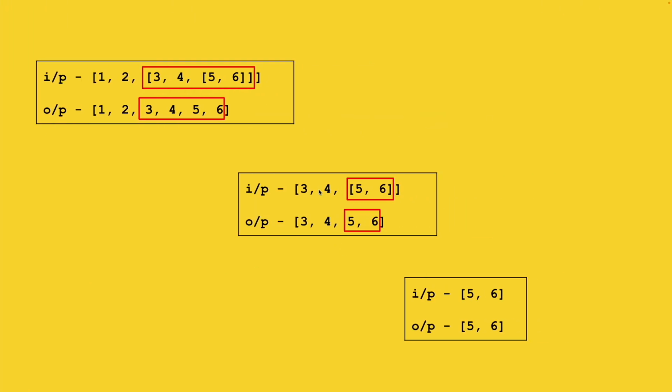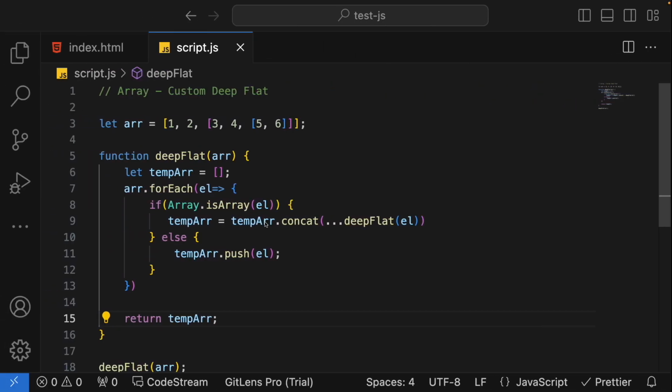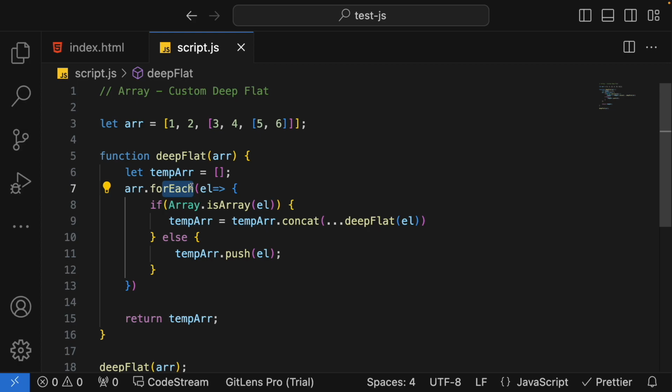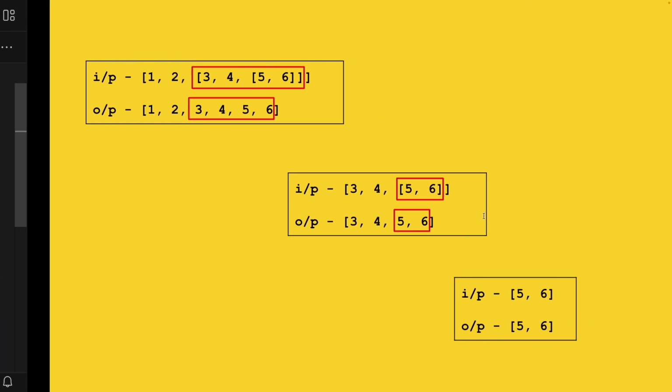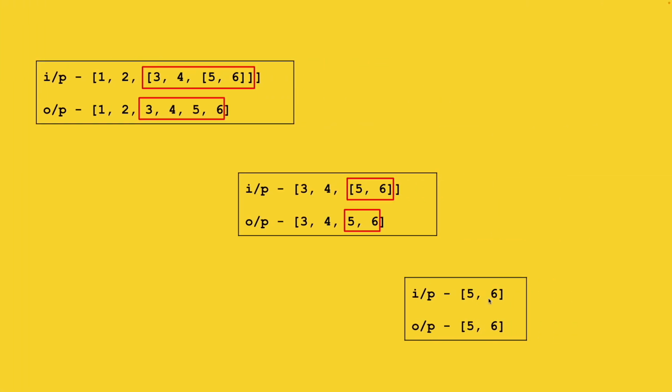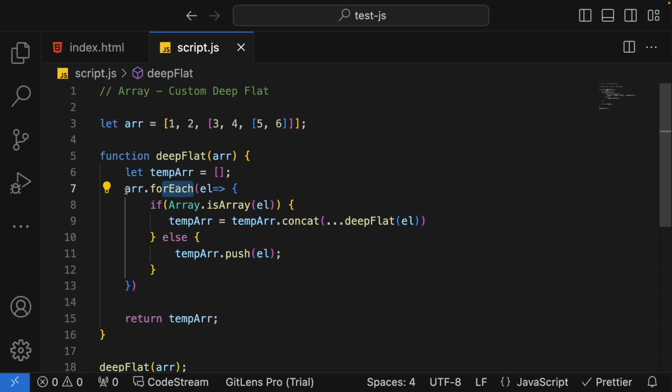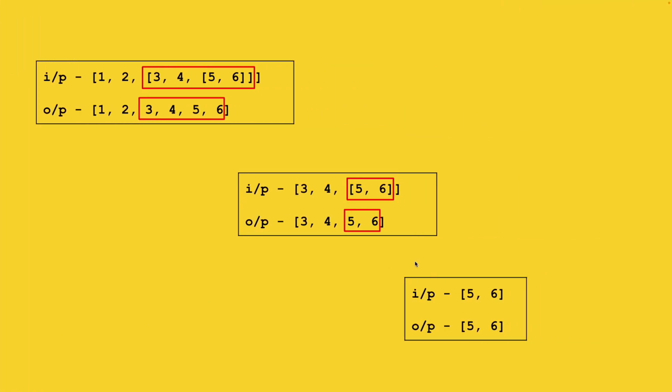In this case, when we are again calling the last one by giving the 5, 6 as an input, you can see the forEach statement will execute 2 times. Once for the 5 and once for the 6. And there the forEach statements complete, and inside the temporary array, we will be getting 5, 6.